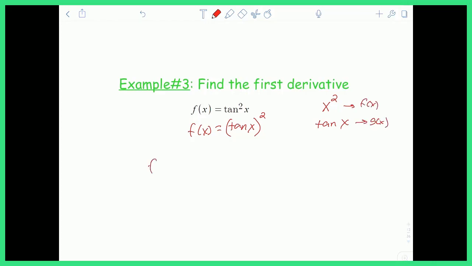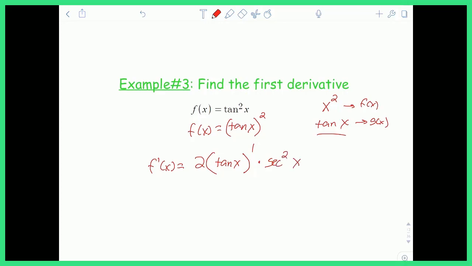So the derivative f prime x is equal to the derivative of the outer layer. Well, the derivative of the outer layer is just 2 times the inside raised to the first power, right? So 2 times the inside is just tan x, because the inside is the g. And then you need to multiply by the derivative of the inside. And the derivative of tan x is just simply secant squared x.